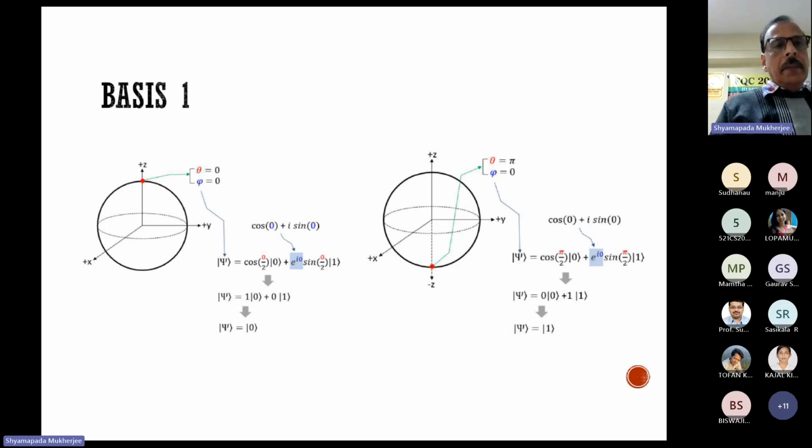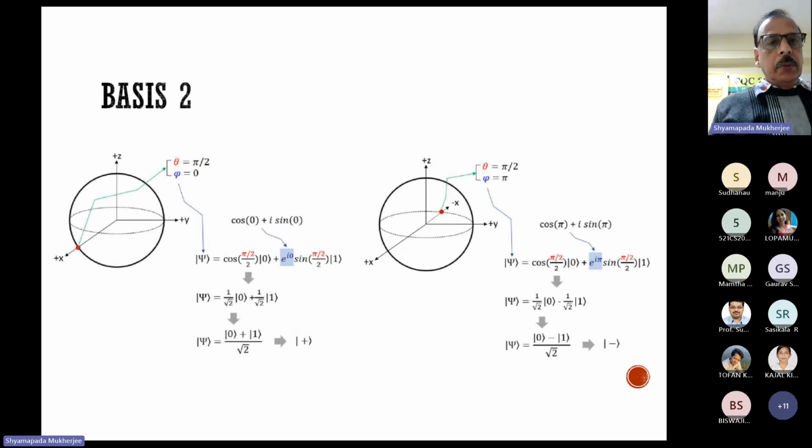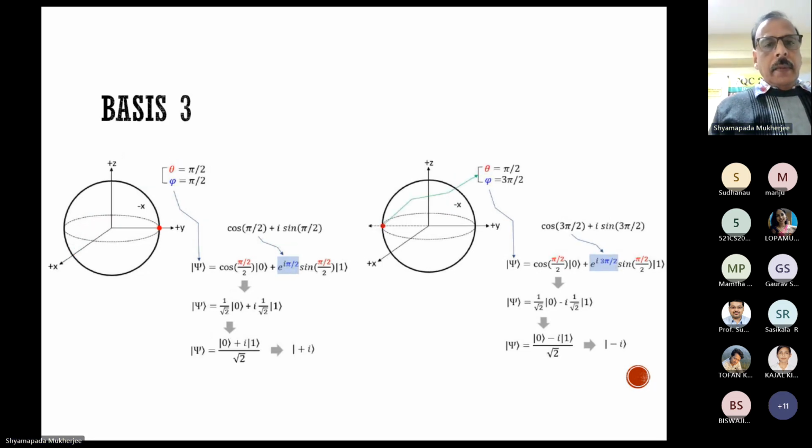But this is not the only basis. I have other types of basis also. One is called the Hadamard basis, one is called your circular basis. Now you see basis 2. Basis 2 is represented by the red points on the Bloch sphere on the left hand side and the right hand side. The next one, basis 3. Closely observe where the dots are. That will represent a basis called the circular basis. So I have a formula something like this one, for the basis after basis 3.